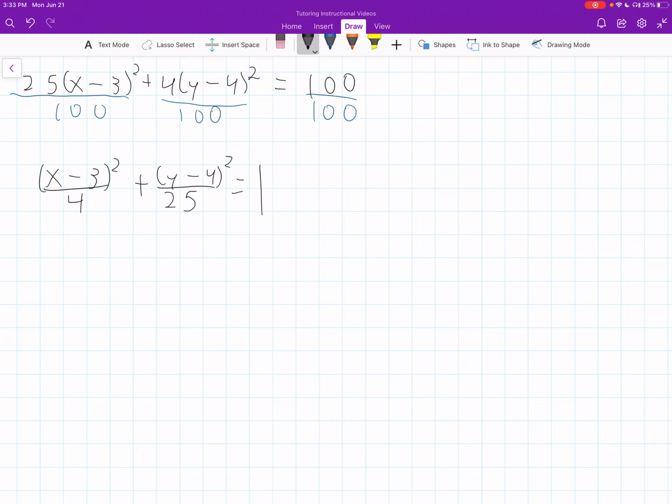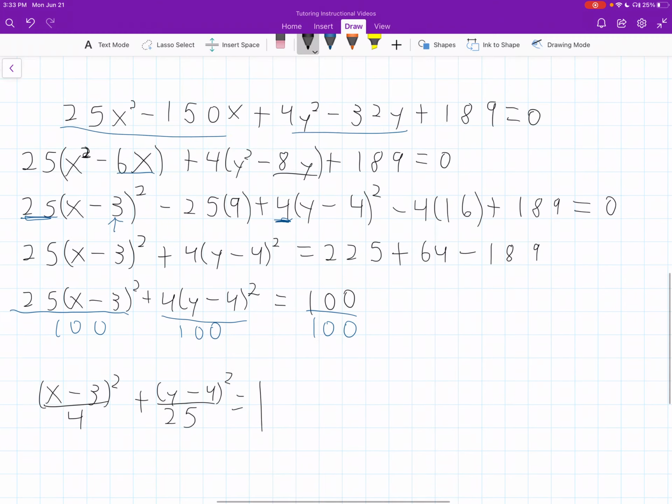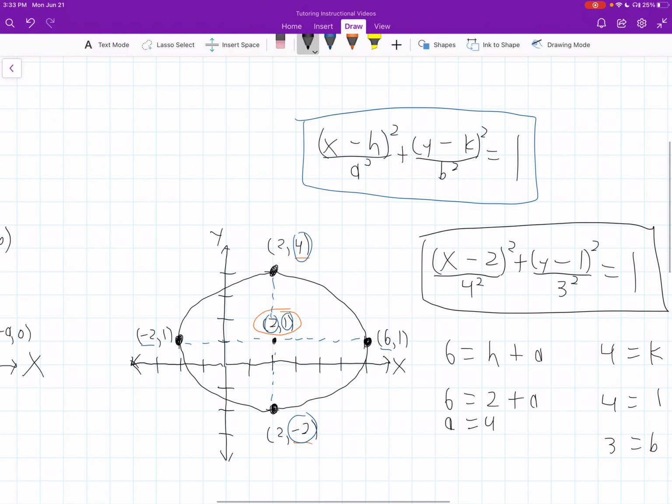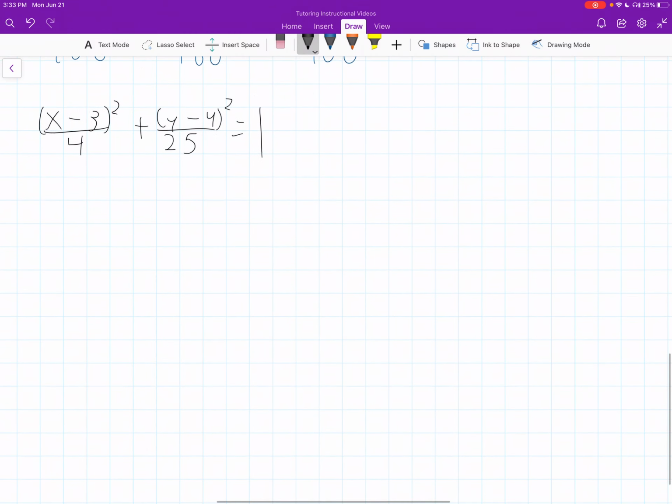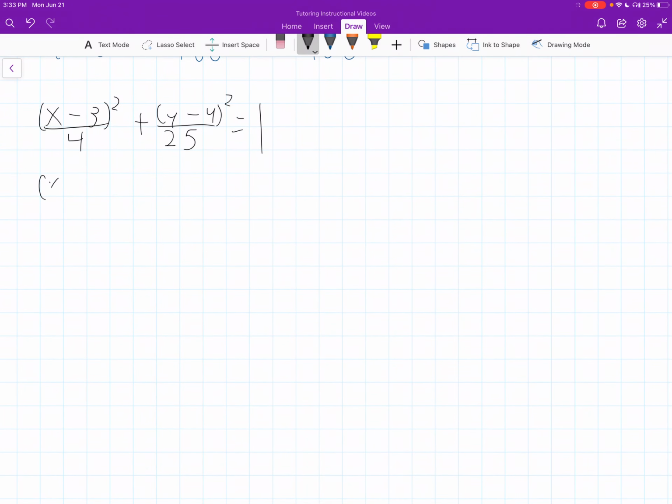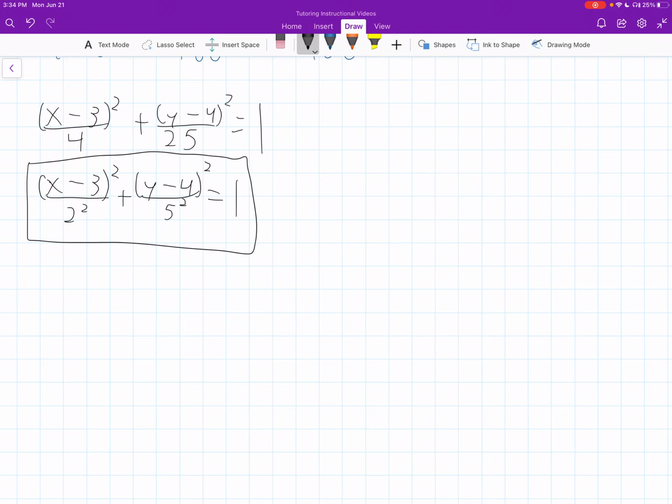All right, so we're very close now. We can see it almost looks like an ellipse. The only thing is, keep in mind in our general form, we have a squared and b squared, not just a and b in the bottom. So let's address that. So 4 is clearly 2 squared. And then the 25 is, of course, going to be 5 squared. All right, this is the form we want to graph the ellipse.